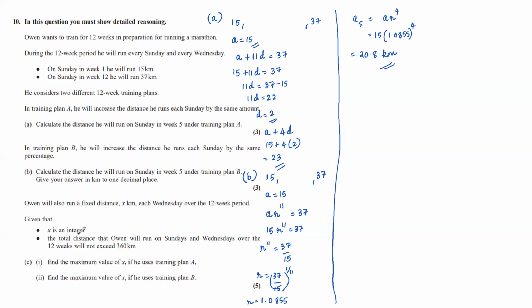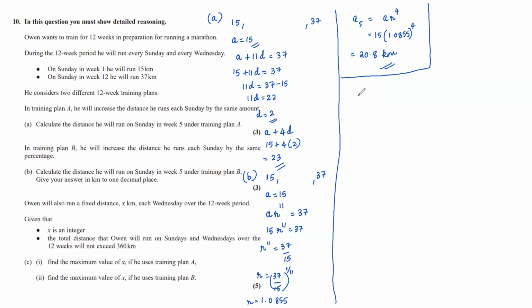X is the integer, that is the amount of distance he is walking or preparing on Wednesday. So here, starting the C part, to find the maximum value of X if he uses training plan A over the 12-week time.